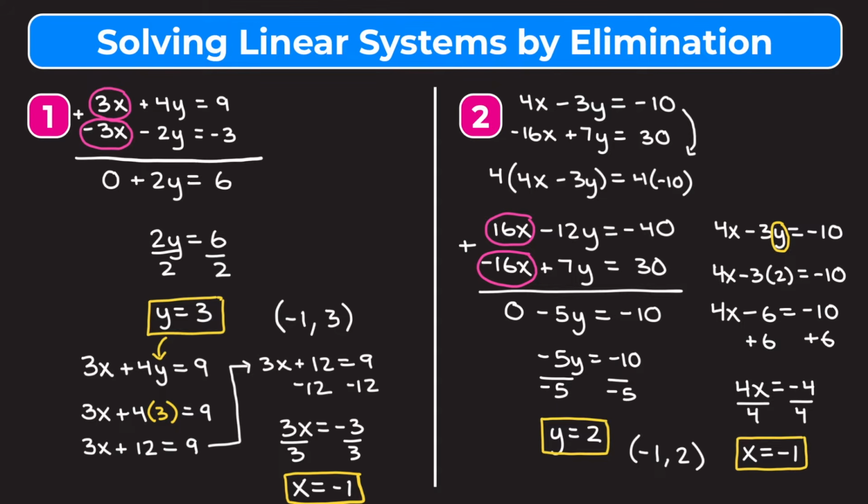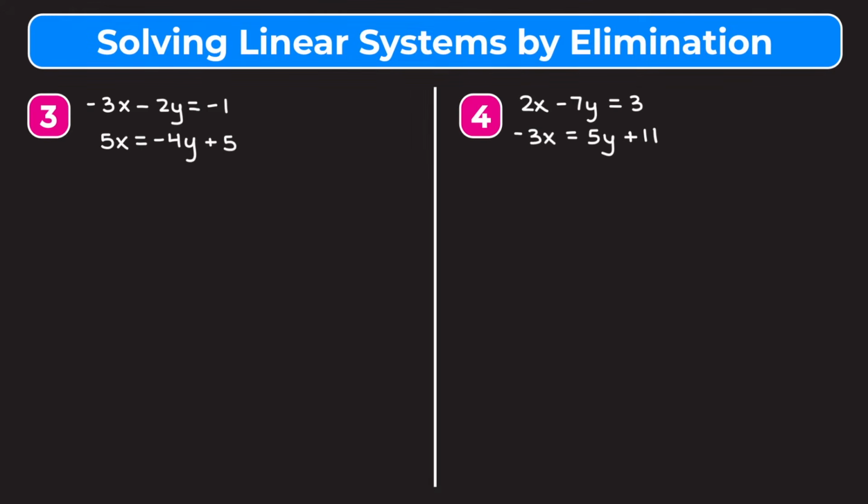Let's go through some more examples. So example 3 is negative 3x minus 2y is equal to negative 1. That's our first equation. And our second one is 5x is equal to negative 4y plus 5.